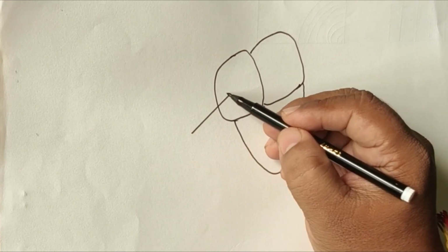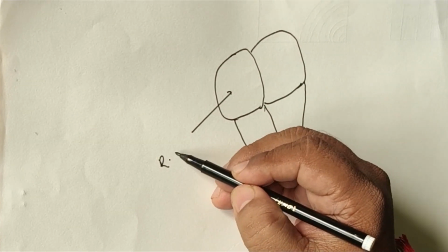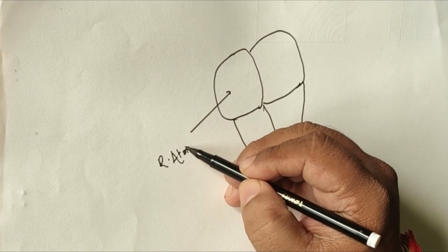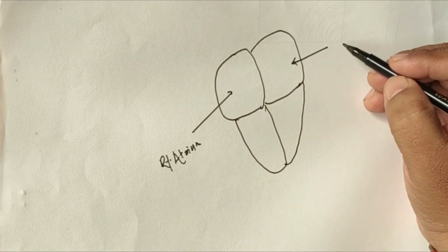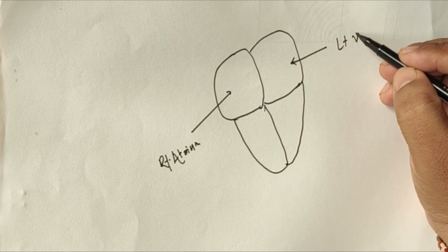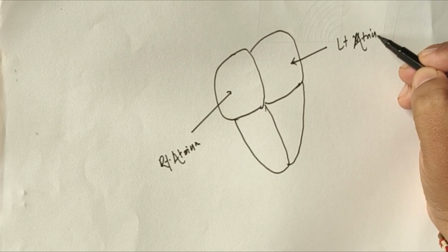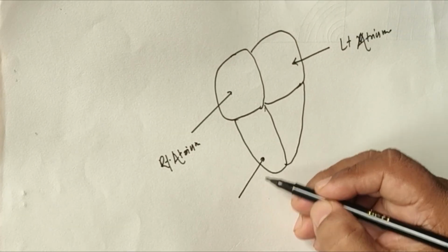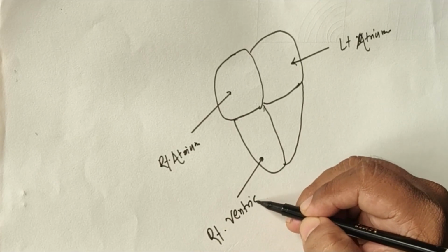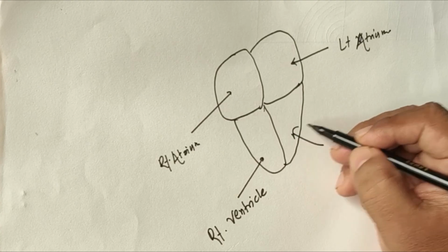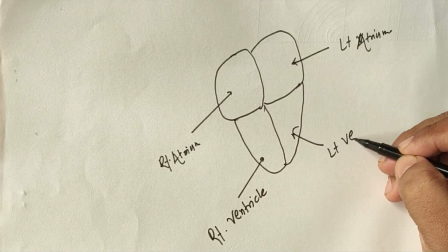Now this, as you know, is the right atrium. This one is the left atrium. This is our right ventricle, while this is our left ventricle.